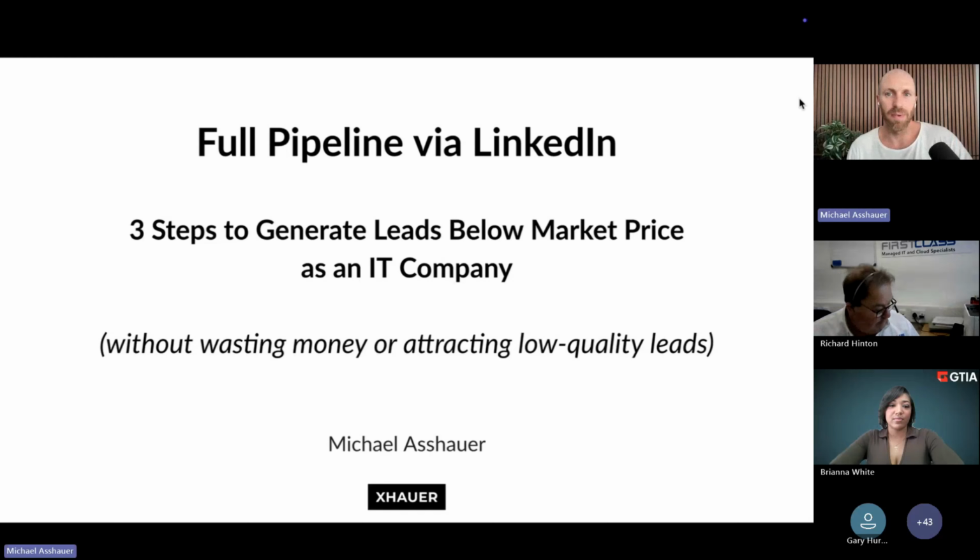Filling the sales pipeline via LinkedIn. In the optimal case, generating leads below market price as an IT company. And of course, without hopefully wasting money and attracting low quality leads. I will share 3 steps with you that we do for ourselves, that we do for our clients.